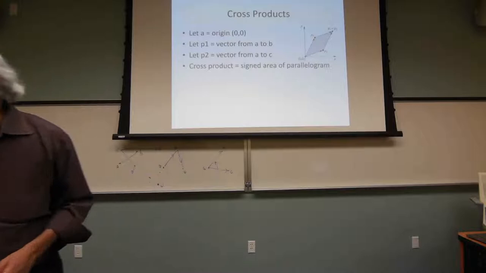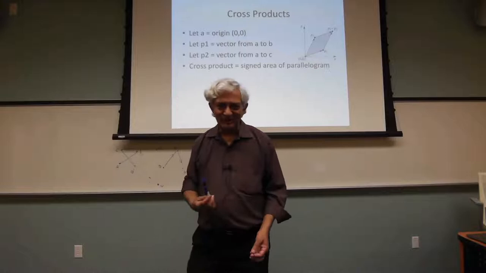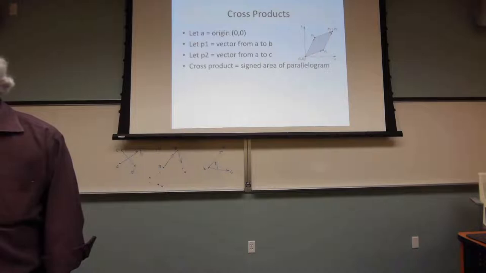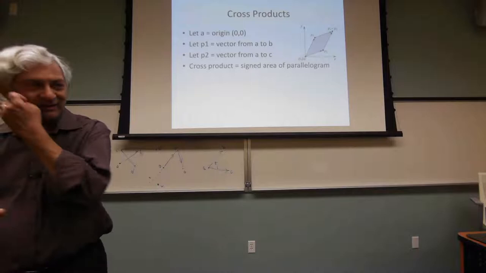P1 plus P2. No, it's not. You're asking the direction of the cross product? Perpendicular to the plane. Yeah. So cross product is a vector that's perpendicular to the plane on which those two vectors are. Okay? Now, the problem is that there are only two possible directions. One is out of the plane or into the plane. Okay? And that's determined by the sign.